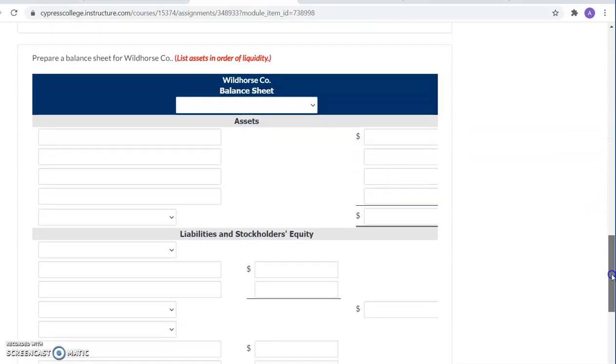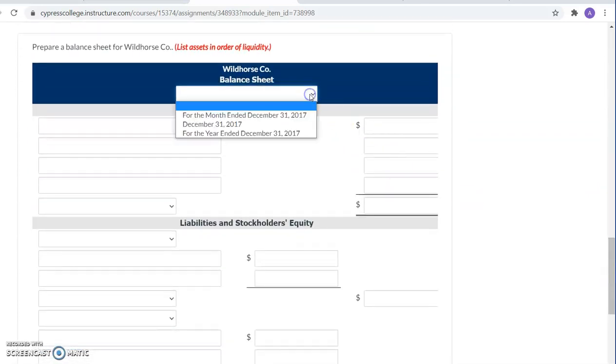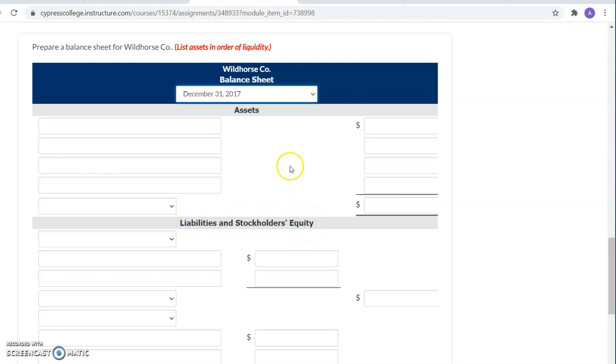The third statement that we're going to complete is the balance sheet. And the balance sheet is prepared for a particular point in time. Our balance sheet starts off with the assets, which are the resources a company owns. And then we're going to list out the liabilities, the amounts owed to others, and the stockholders' equity, which represents the owner's claim to the business.